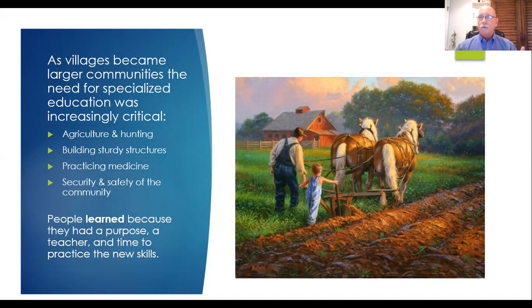In modern day times, we have much more choices now. But back then, we had to address the most critical skills and the most critical needs. And those were agriculture and hunting, again, building sturdy structures, practicing medicine, and of course, the security and the safety of the community were a big deal too. What if wild animals roamed this area where we lived? Well, we would need to have some security fencing or something to protect us from the animals.